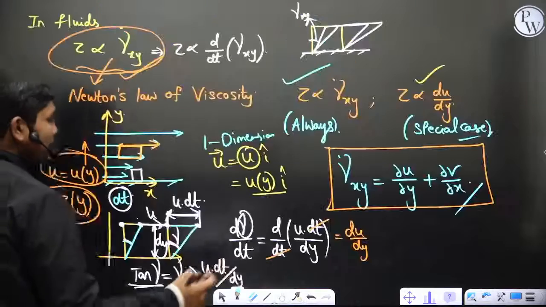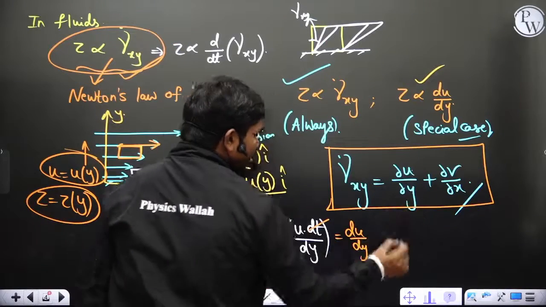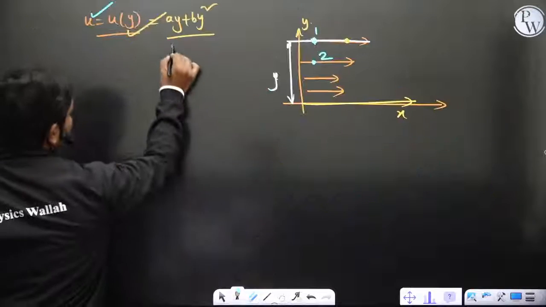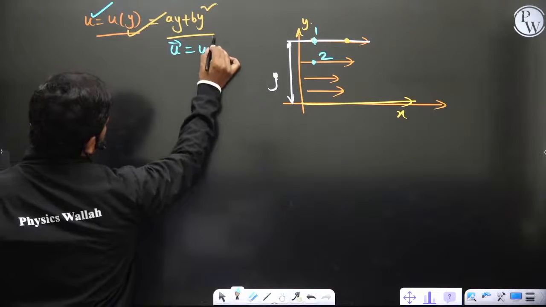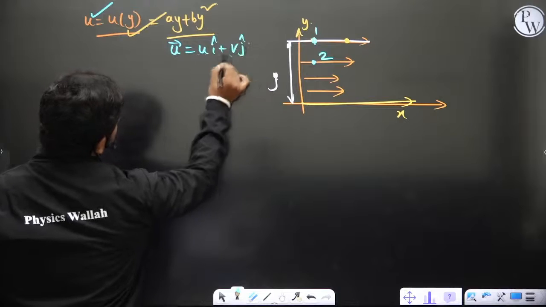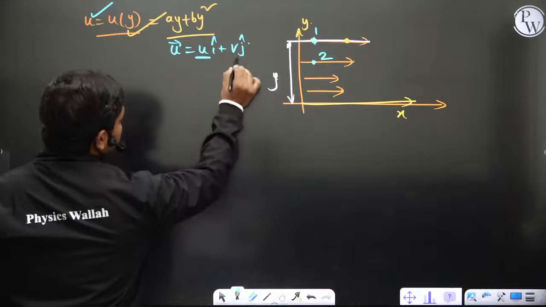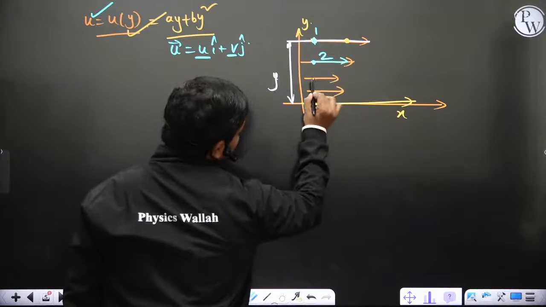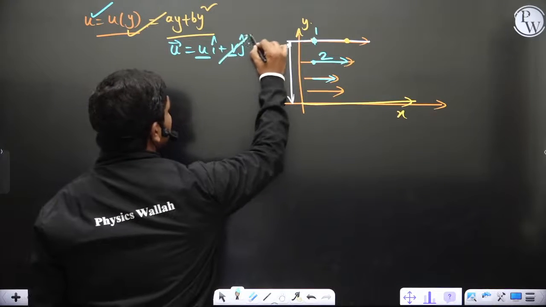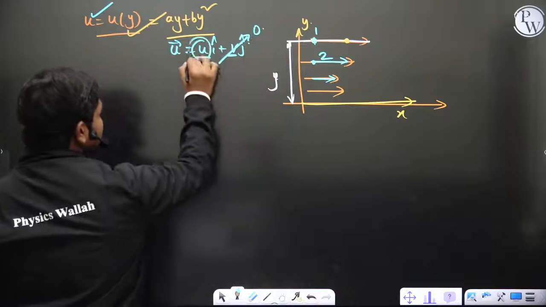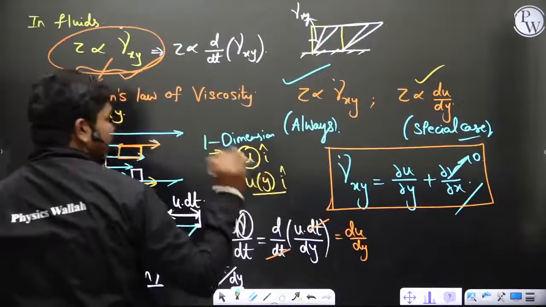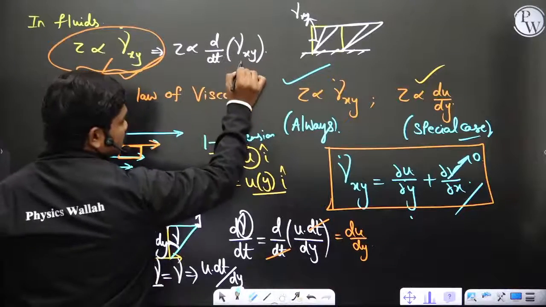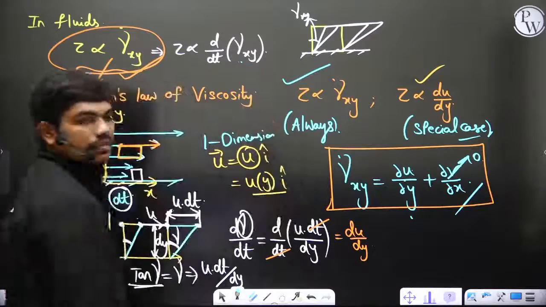And obviously when this function depends only on y and v is 0, for example, let us suppose v is 0, what is v? The vertical component of velocity, correct? You know this, ui plus vj. So this is the x component of velocity and this is the y component of velocity, and all these particles are moving only in the x direction, so there is no y component of velocity. And if this is depending only on y, then this partial derivative can be written as an exact derivative, and that's how this changes to this. Okay, clear?